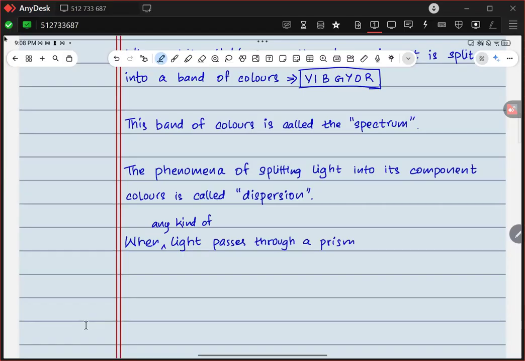So what is the actual reason of getting these seven different colors when white light passes through the prism? Can anybody tell me what it is?